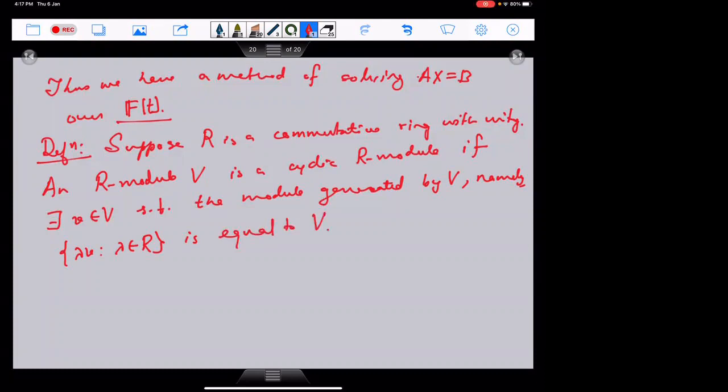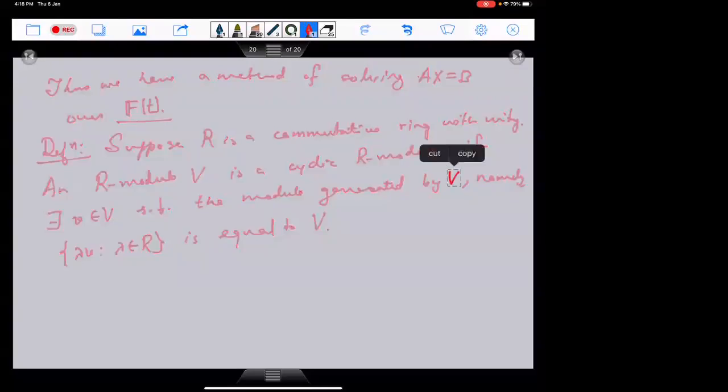So for a cyclic group, we know that there exists an element a such that n a, with n varying in Z, produces every element of the group. Every element is of this form n a, and we call a a generator. So this is an analogous definition, where now we are supplying the coefficient lambda from R. Yes, please. The module generated by capital V is actually small v, I think. The module generated by small v. Oh, yeah, thank you. This is small v.